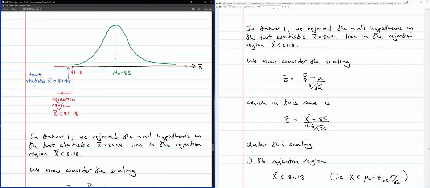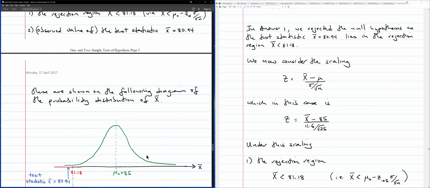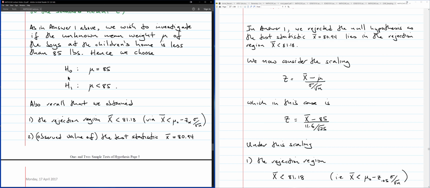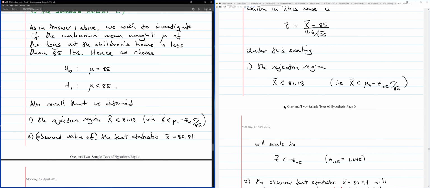So this object, big X bar minus mu on sigma on root n, is going to have a standard normal distribution. In this case, the mu that we're looking at is coming from the mu equal to 85 from your assumption over here from your null hypothesis. And then the standard deviation and the sample size are given to you. So you form your standard normal, which is Z, and now we want to see what happens when we work with Z.